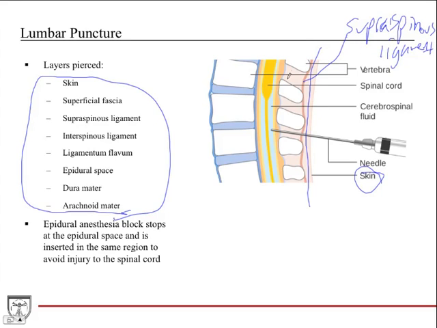Okay. Then you're going to go through the interspinous ligament. So the interspinous ligament is that ligament that travels in between the spinous processes. This is deep to the supraspinous.